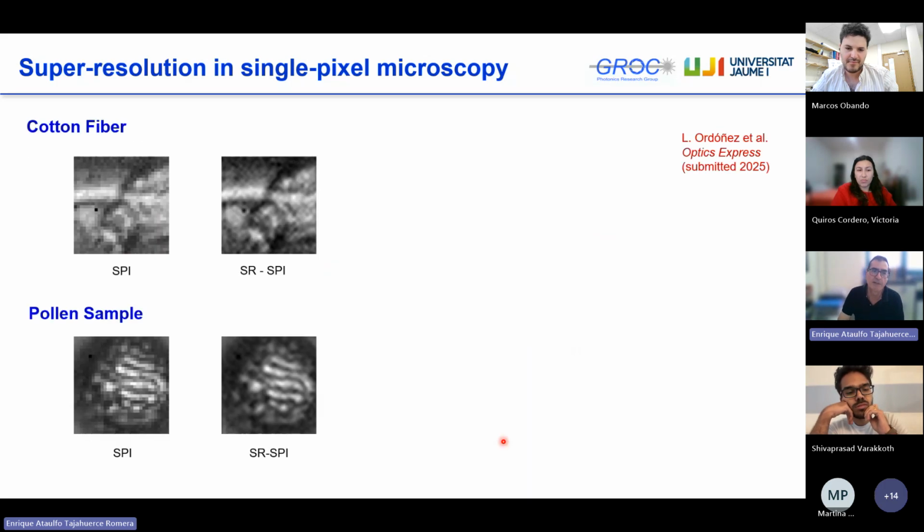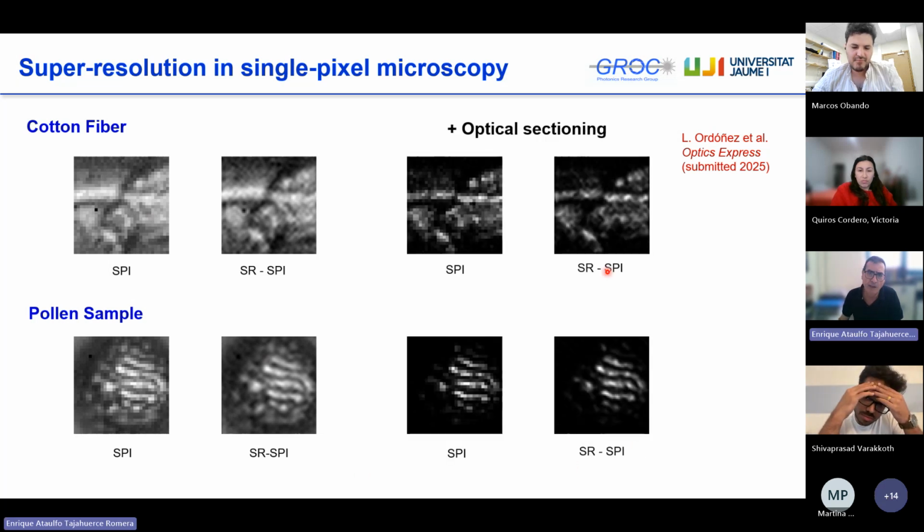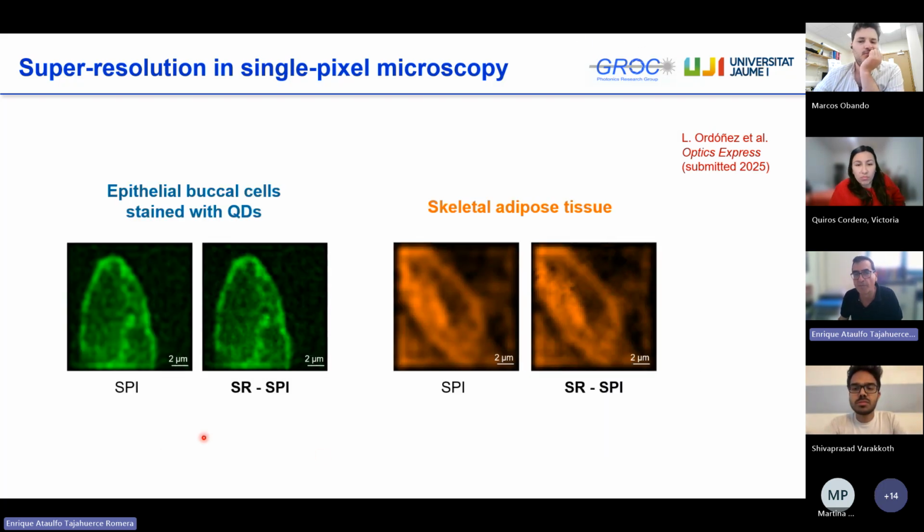This improvement can be seen also in those images on the right that improve the conventional single pixel imaging. We can add also optical sectioning. And we have proved that the improvement in resolution can be applied also to fluorescence.